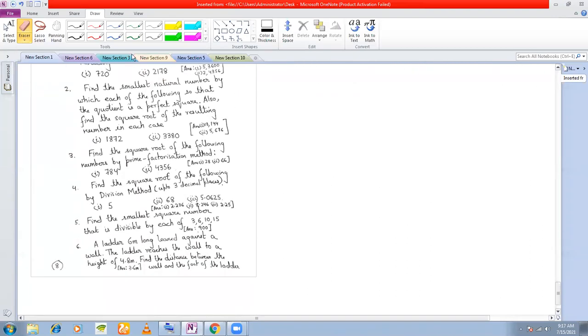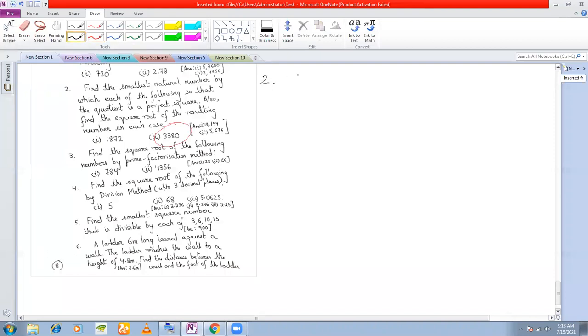The next part of the question is: find the smallest number by which each of the following is to be divided so that the quotient is a perfect square. Also find the square root of the resulting number. The quotient means you have to divide. Let us do the second part. Second part is a big number. Let's do the second part.